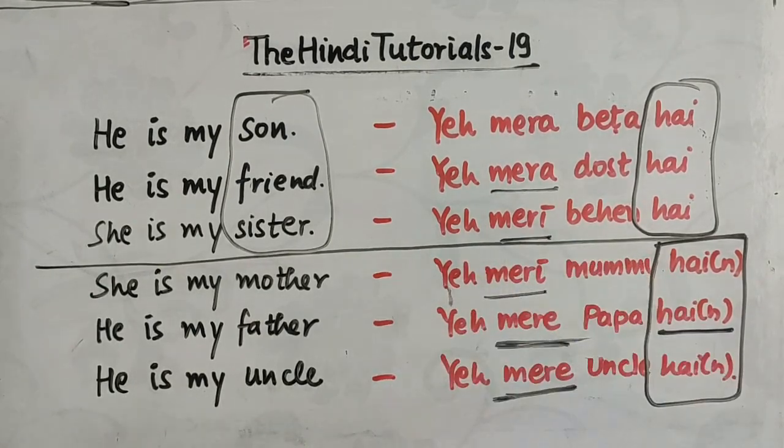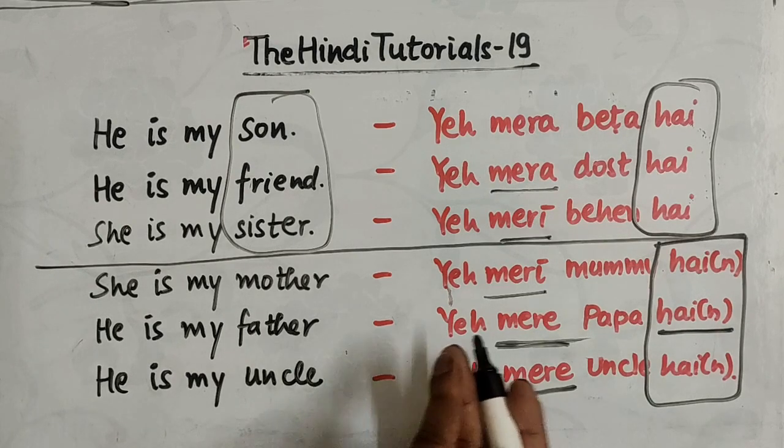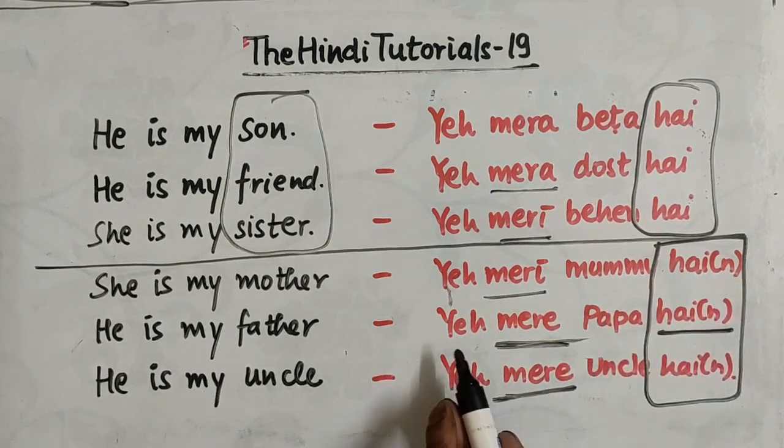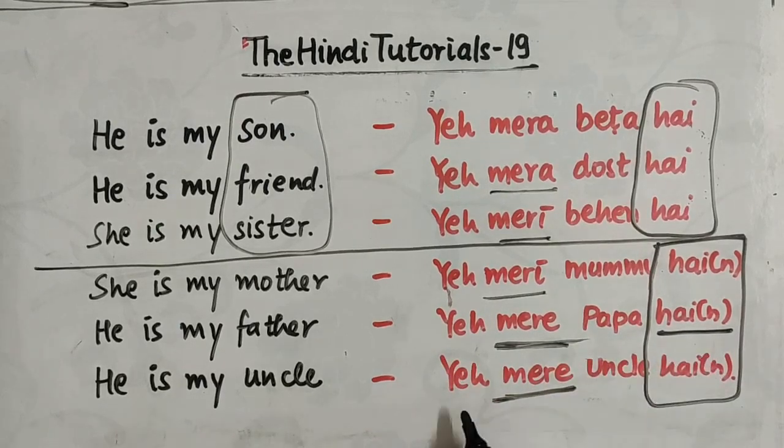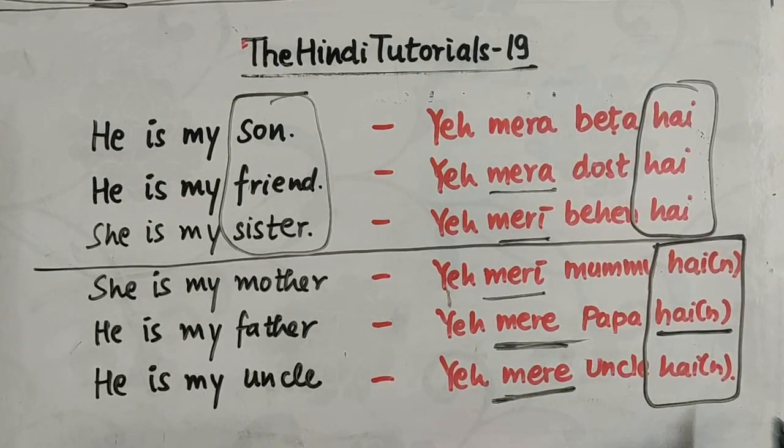मेरी does not change because we have seen that it doesn't change from singular to plural. So it won't change from informal to formal. So ये मेरी मम्मी हैं, ये मेरे पापा हैं, ये मेरे अंकल हैं. Is it clear? So I think we have completed the 3rd case when we use hain. Now we will head towards the 4th case when we use hain.